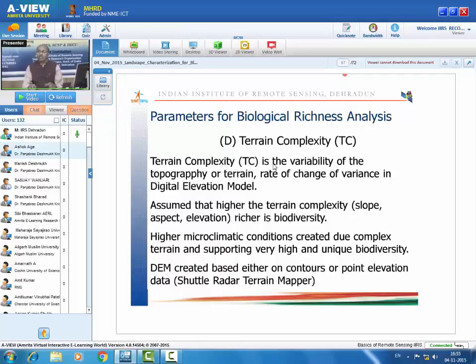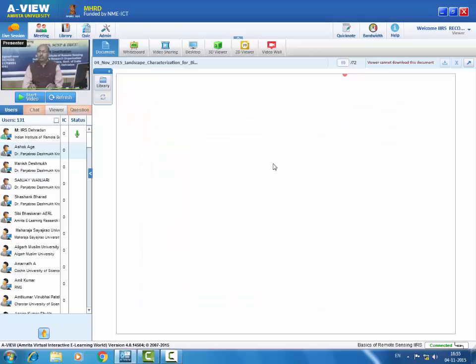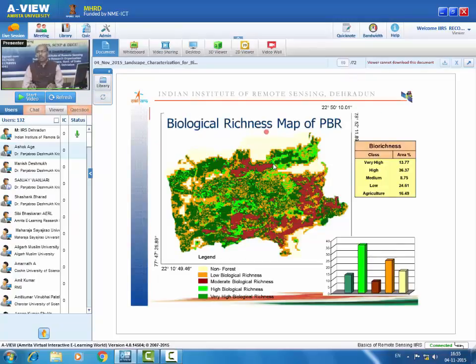Terrain complexity basically comes from the digital elevation model, which you can get or you can develop yourself for any area. Disturbance index, I have already shown you the map, that red color which was showing different levels of the disturbance. Now if I run that model which says that biological richness is a function of ecosystem uniqueness, species richness, terrain complexity, disturbance index, or let's say representativeness, all these things, I get this kind of a map.